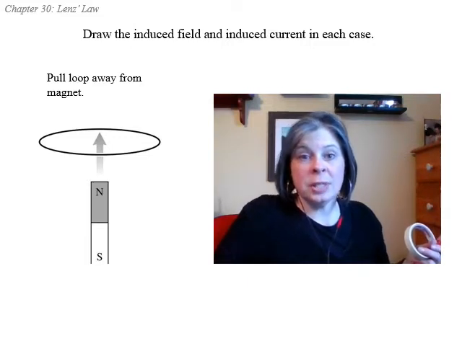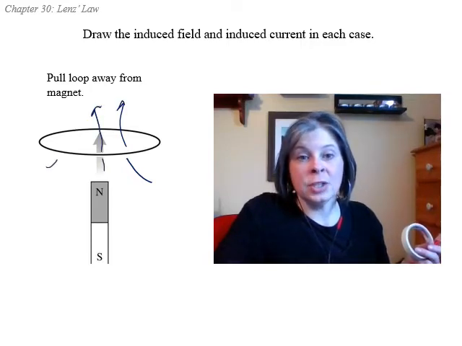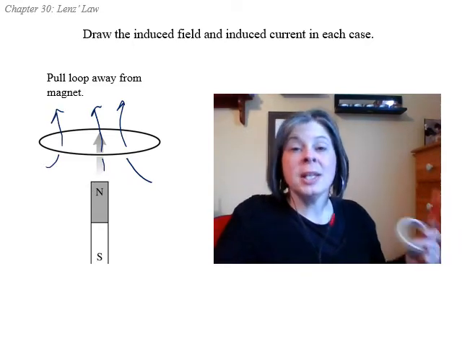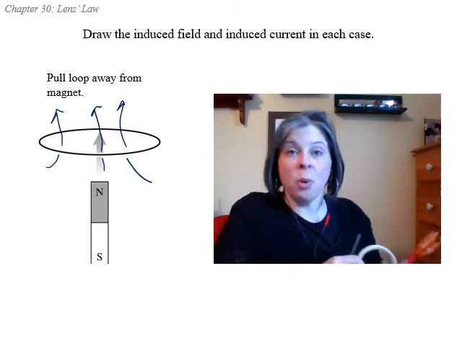So the induced magnetic field is going to point in this direction so that it stays strong. So we made it weaker. Nature doesn't want it to be weaker. It still wants a big field pointing up. So we induce more field pointing up.